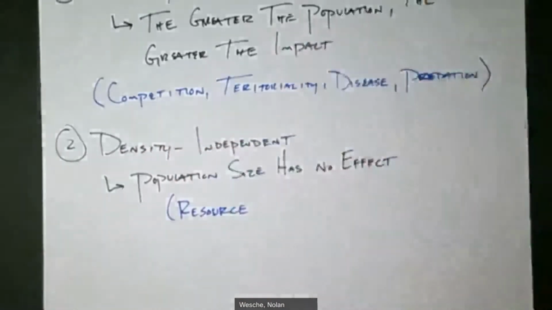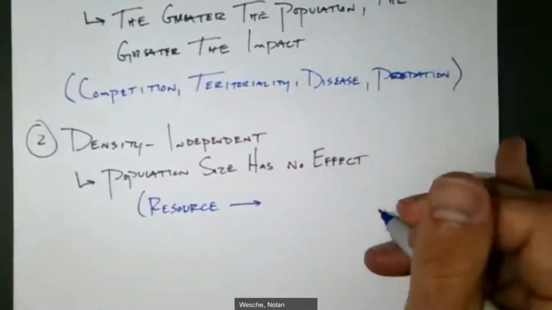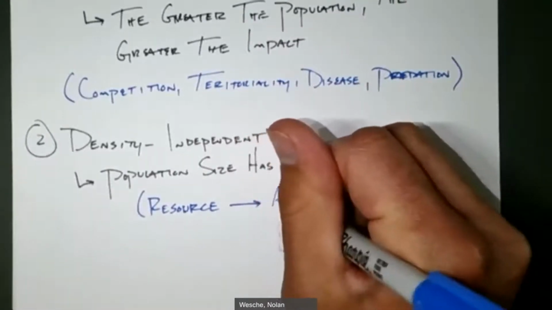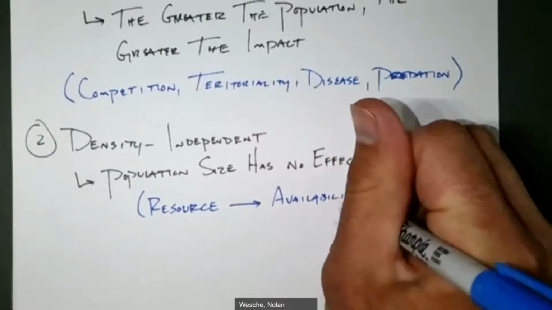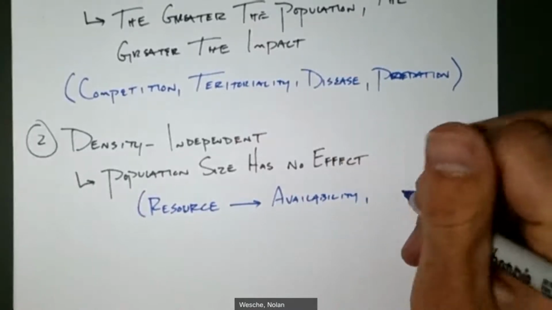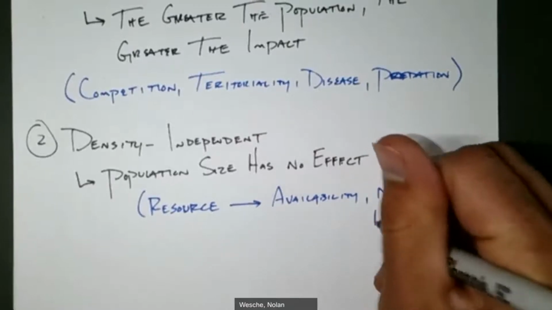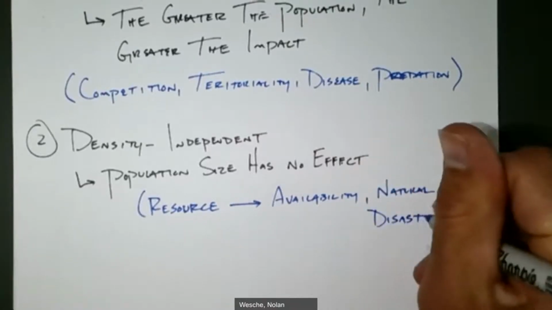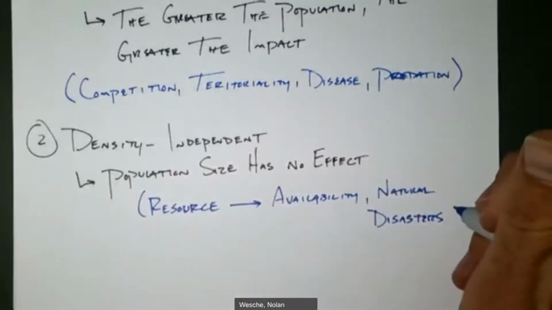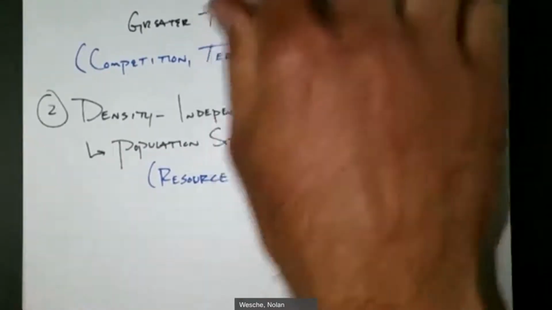But again, resource in terms of availability, probably. Not competition for resources, but just availability. Or you could have things in here like just natural disasters, where it doesn't matter how large the population is, it's going to be impacted. So those are limiting factors.